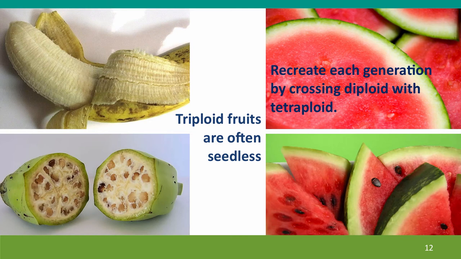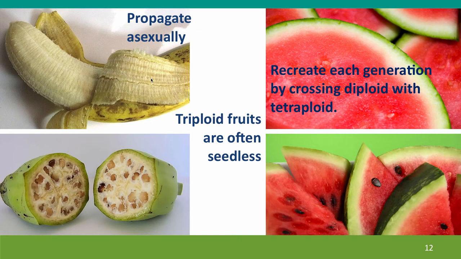Banana breeders have a very different strategy. They're able to propagate bananas asexually by cutting so that these triploid plants can be propagated indefinitely without ever having to go through meiosis and generate seeds.